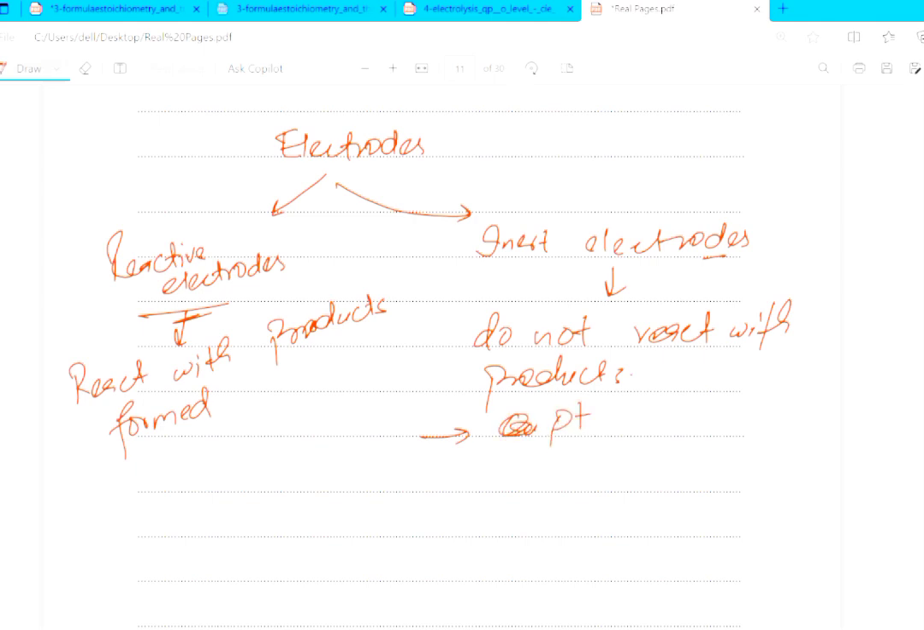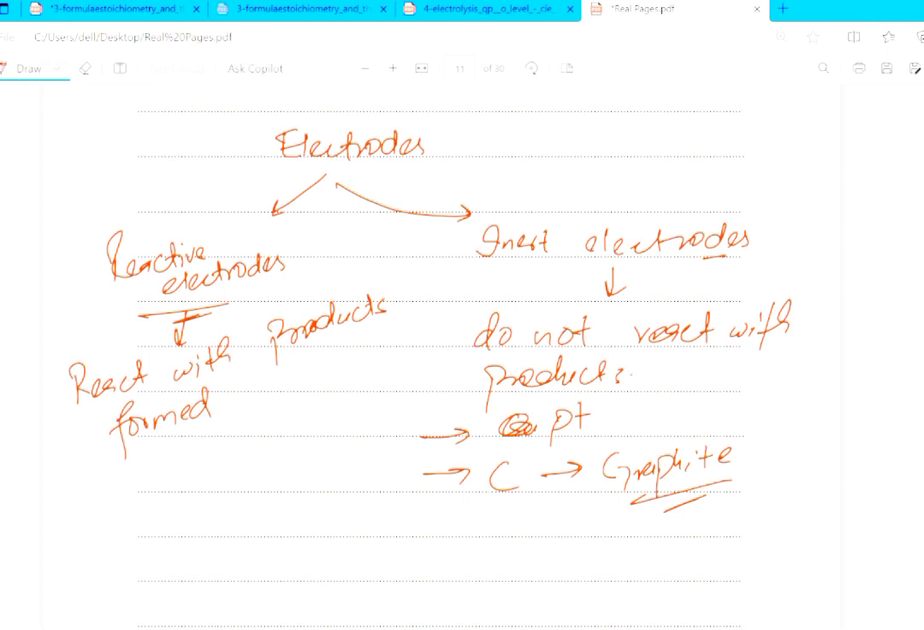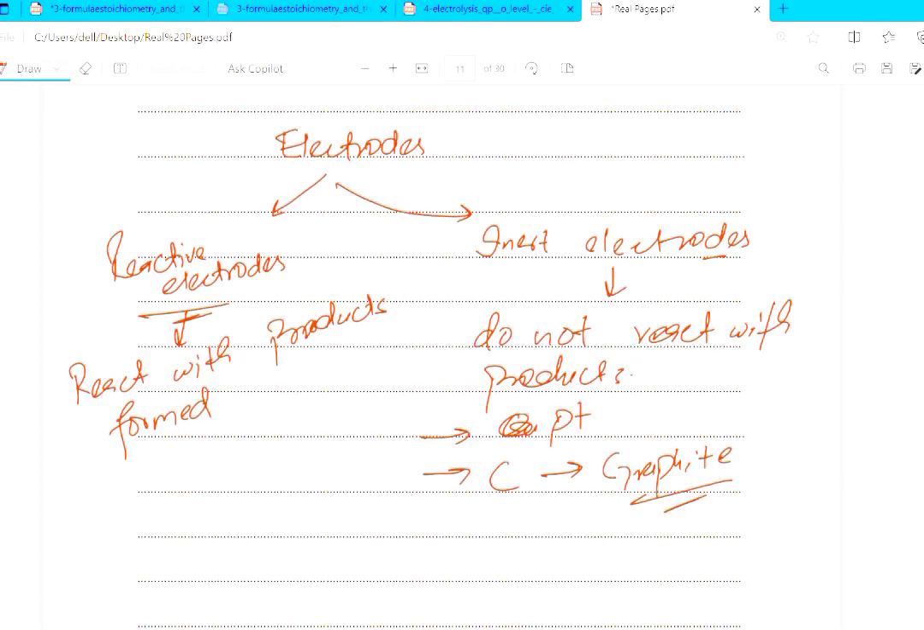It's inert. And the second is carbon in the form of graphite. It can conduct electricity because of free electrons, one free electron on each of the carbon atoms. Being a non-metal, it has free electrons, so that's why it can conduct electricity. And platinum is a metal, it can also conduct electricity, but these do not react with the products, so that's why they are called inert electrodes.